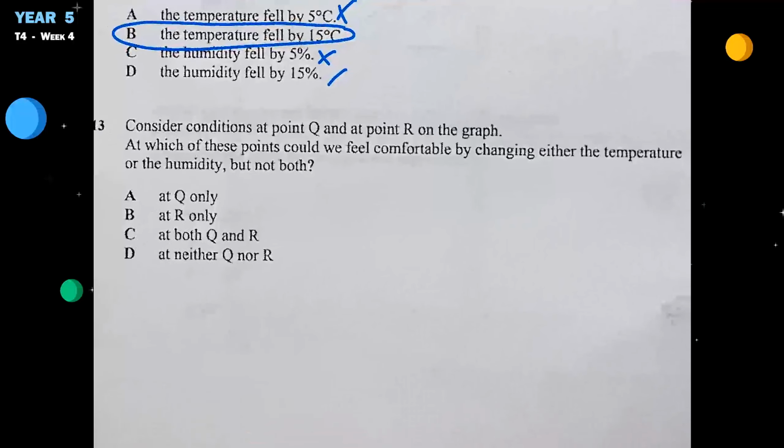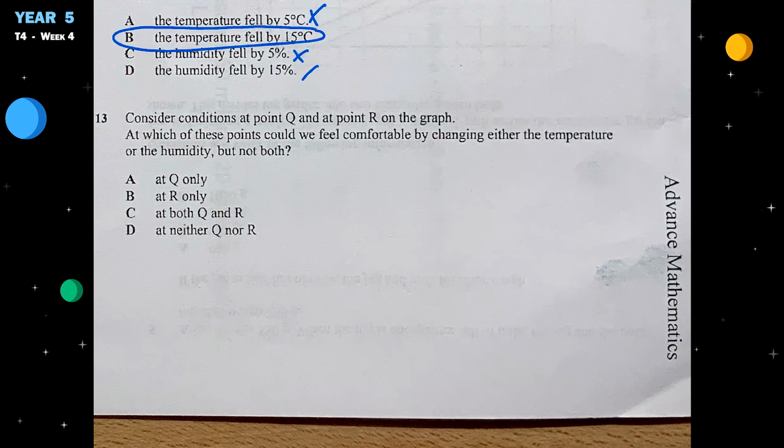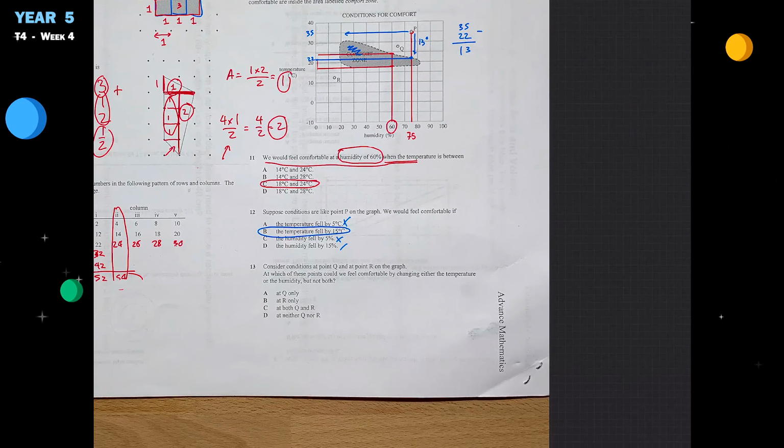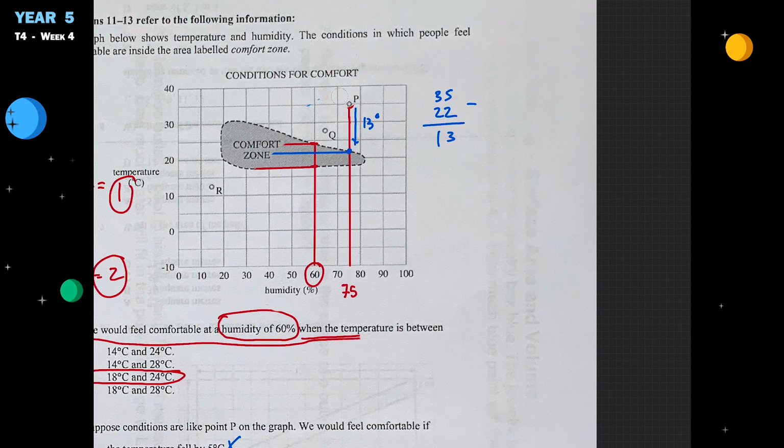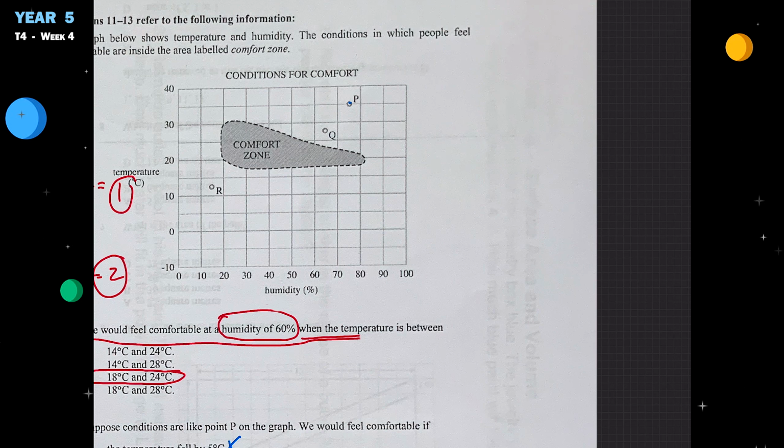Next one, consider conditions at point Q and at point R on the graph. At which of these points could we feel comfortable by changing either temperature or humidity, but not both? So let's have a look. Point Q and point R. Let me just run this out. Okay, so point Q and point R.